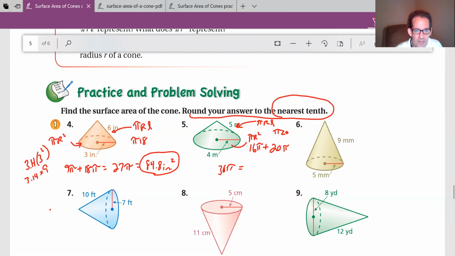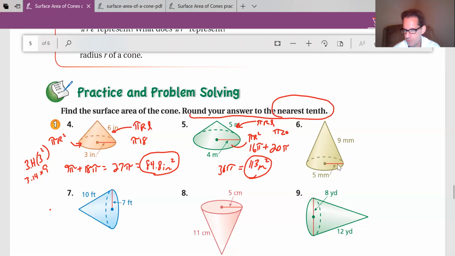36 times 3.14 equals 113.04. If I round this to the nearest tenth, I'm going to leave that as a 0 because 4 in the 100th place is less than 5. So I'm just going to round this to 113 square meters for the surface area of number 5.